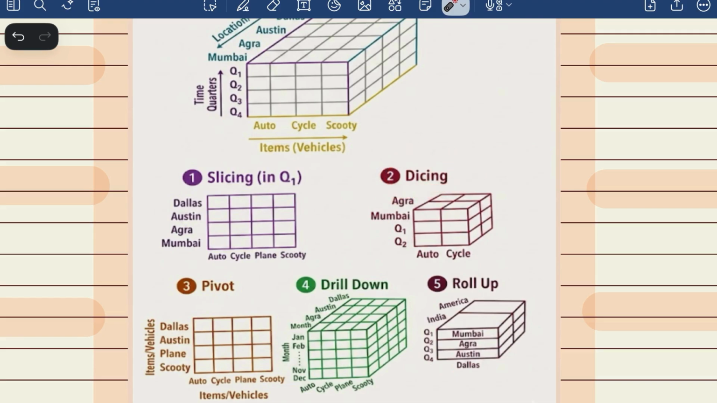And then you did dicing. So what you did, you just need the data for Mumbai and Agra for quarter 1 and quarter 2 for auto and cycle. So you got this out, and this is dicing. Pivoting, what you did, you want to see the locations and the vehicles here, and the items over here. Here it is time, and we want to see the items. That is how you do pivot.